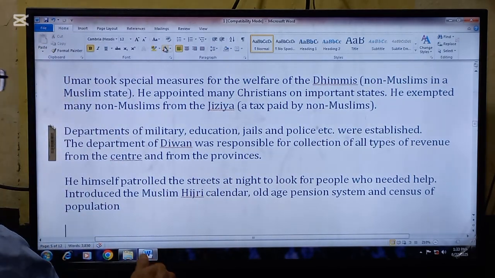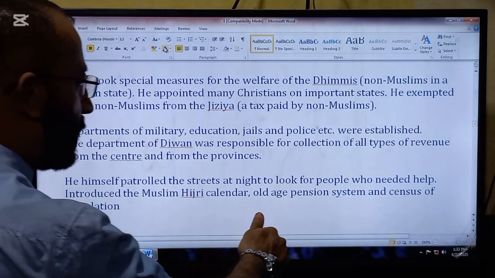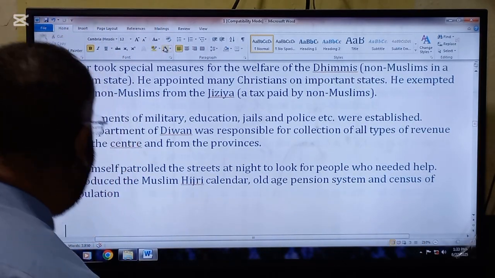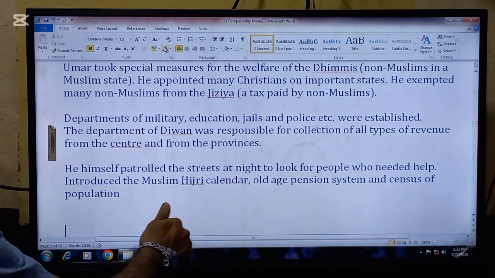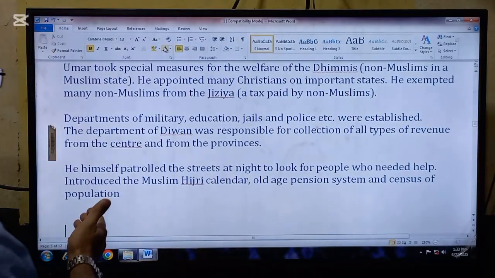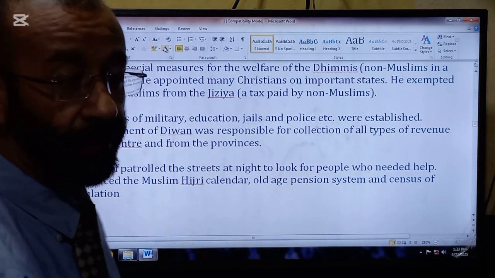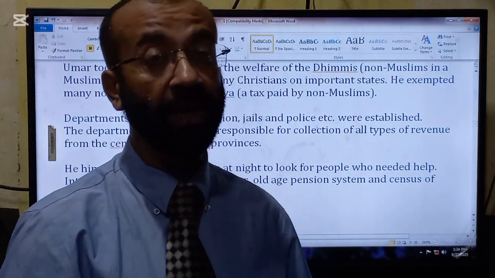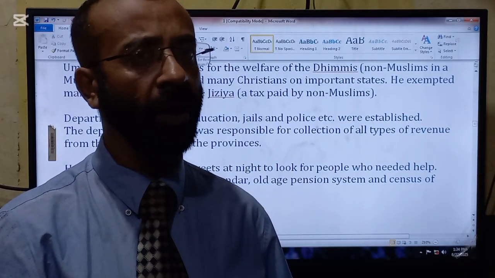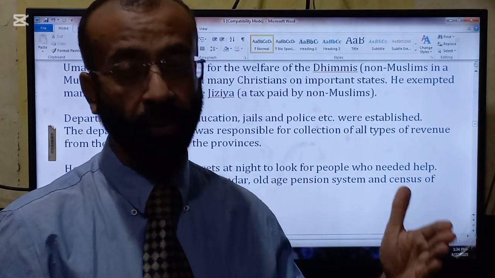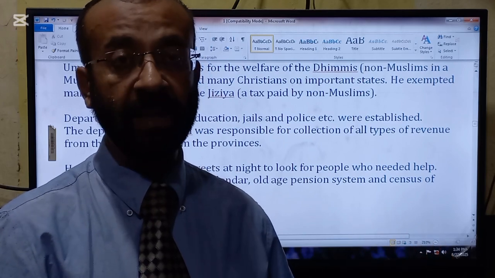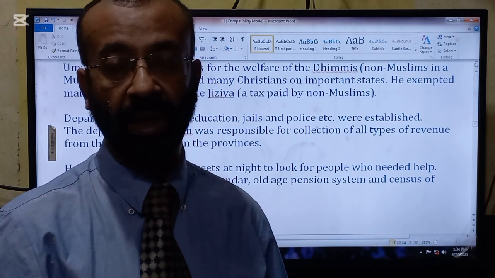He himself patrolled the streets at night to look for people who needed help. He introduced the Muslim Hijri calendar, old age pension system, and census of the population. So these were the new administrative steps with which the world was not familiar before. So look at the wisdom and good working skills of Hazrat Umar Raziyallahu Anhu.